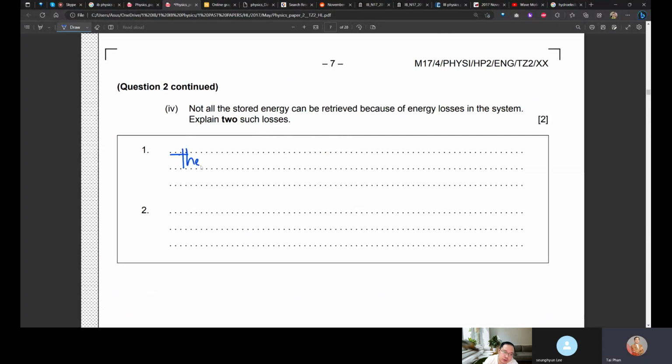The thermal energy or the heat produced in the turbine and the generator, huh? Yeah. A lot of heat actually. We need a very good cooling system. And secondly, the sound energy to the surroundings, and also another reason: not all the kinetic energy of the flow is converted to electricity, but some remaining kinetic energy of the water flows out of the turbine and the generator.